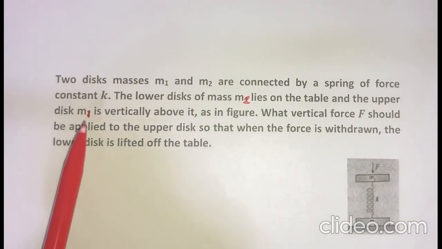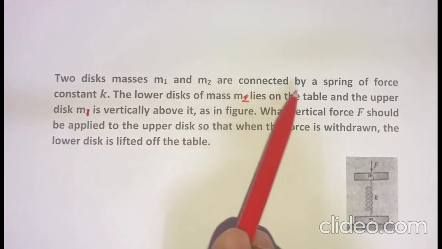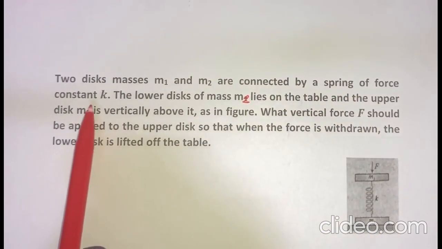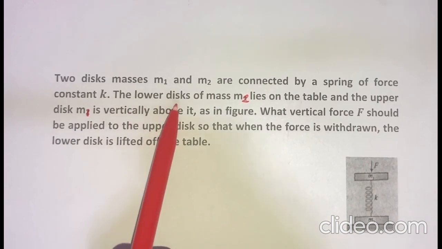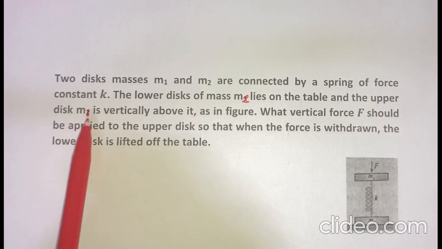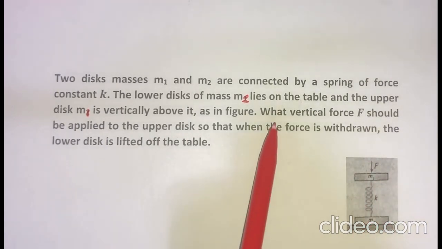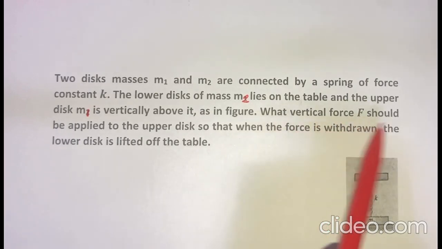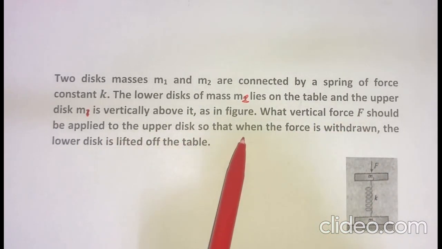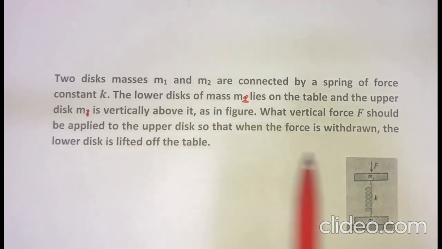Hello friends, so in today's question, two disks of masses m1 and m2 are connected by a spring of force constant k. The lower disk of mass m2 lies on the table and the upper disk m1 is vertically above it as in the figure. So this is m2 and this is m1, and they are connected by a spring which has a spring constant of k. What vertical force F should be applied to the upper disk so that when the force is withdrawn, the lower disk is lifted off the table?